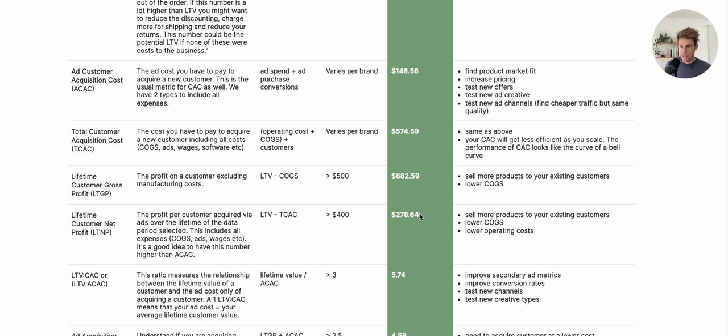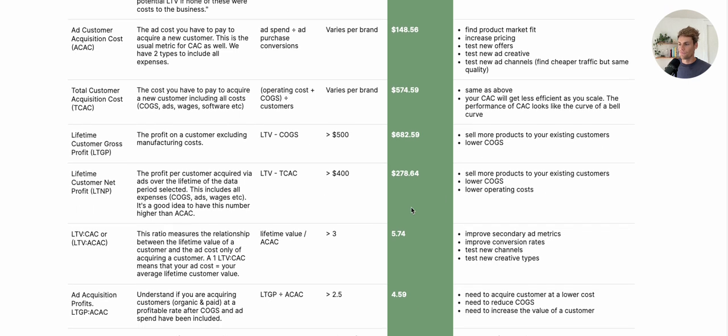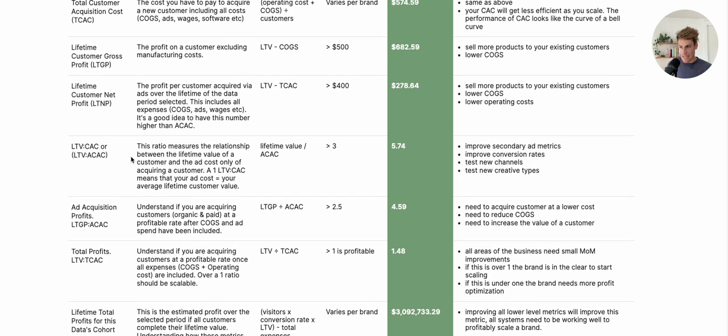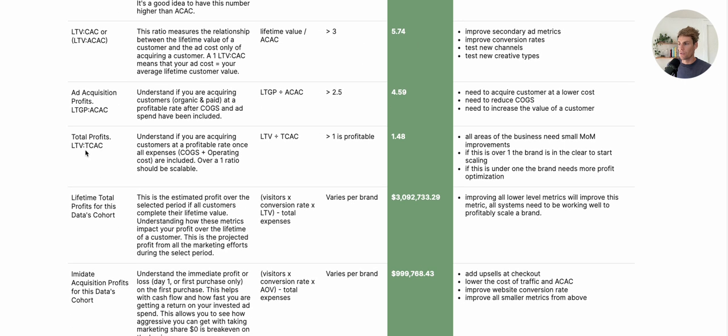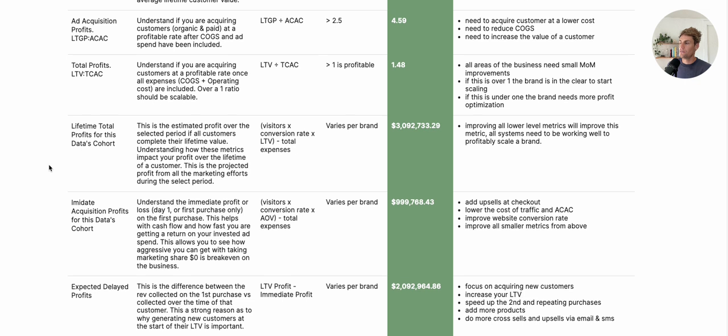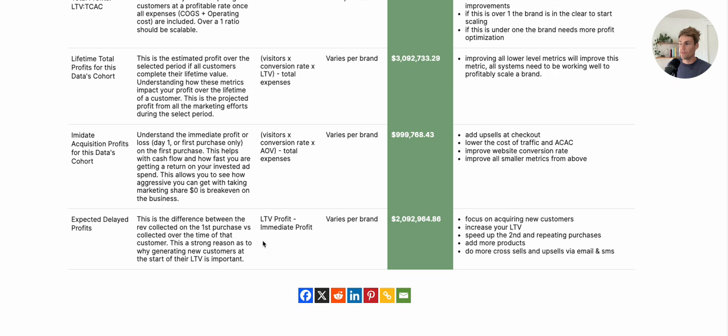So definitely take note of that, because if you're negative here, you really need to make some adjustments. Or if that number is really low, you're only just above profitability, then that's something that you're definitely going to work on. So ideally, the ultimate goal is to keep increasing this number here. Super important. And then LTV to CAC, things like this you might have heard before, but this is like how quickly you recoup your money. And then total profits as a ratio. And then you've got your total profits for this cohort. And then you've got your immediate versus your expected delayed revenue. So expected delayed revenue means we're predicting these people will make another purchase.